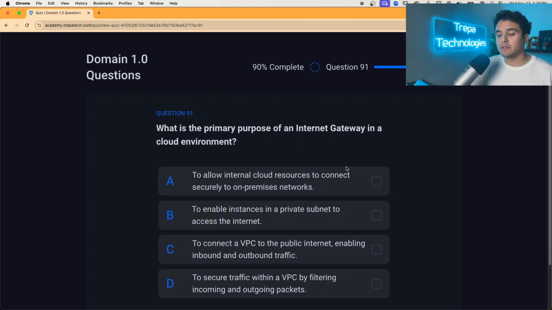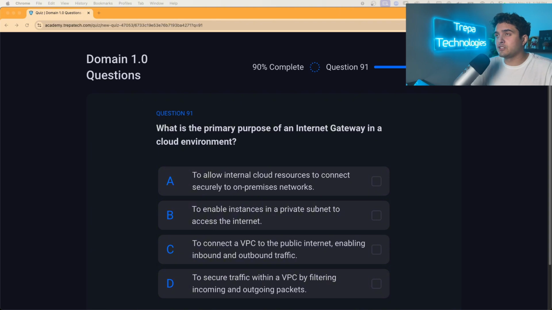Question 91. What is the primary purpose of an internet gateway in a cloud environment? So, internet gateway. Good at looking at A or B here, and let's explain.